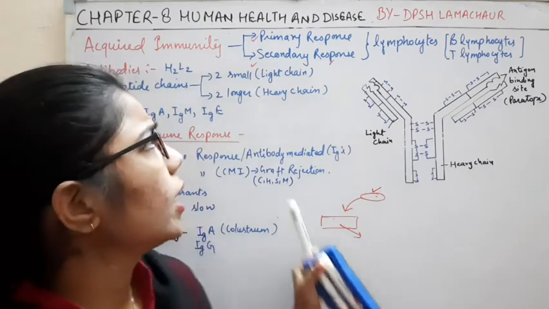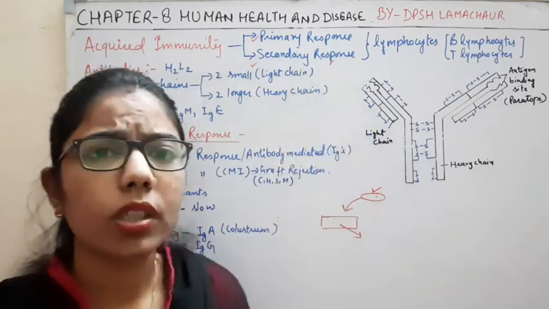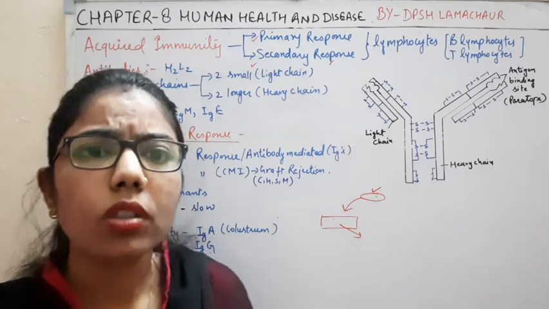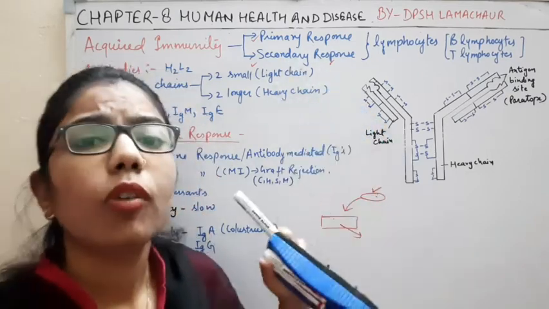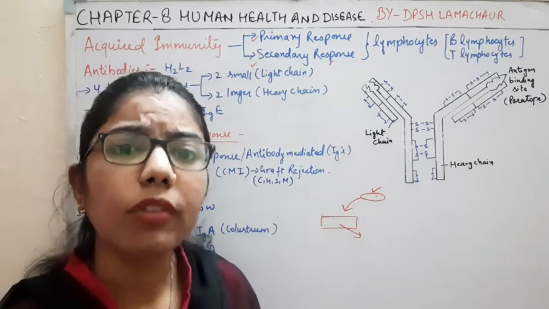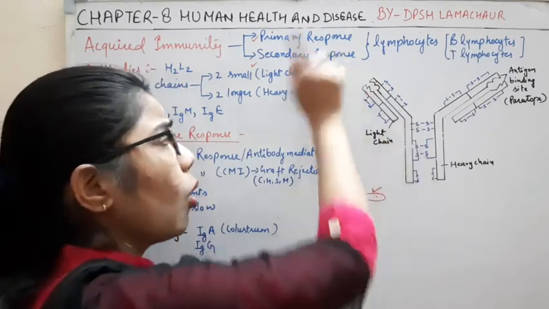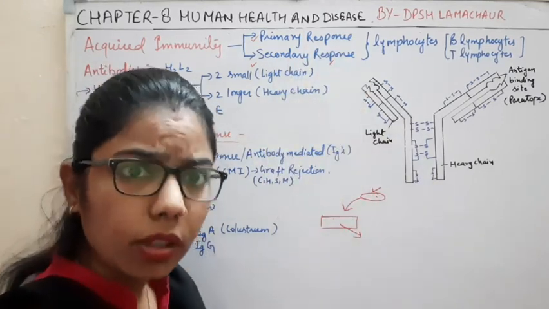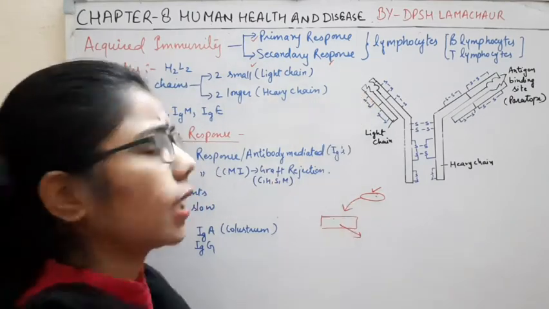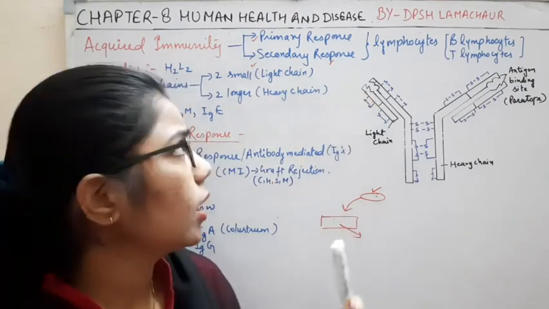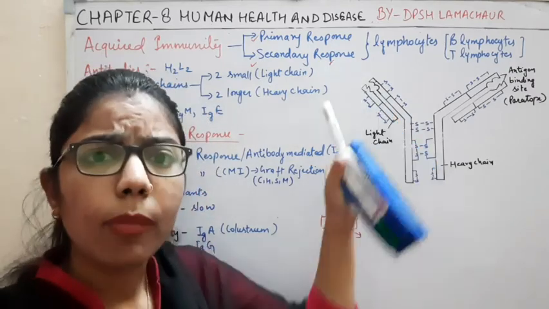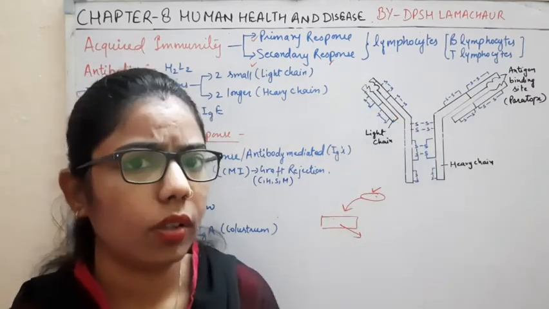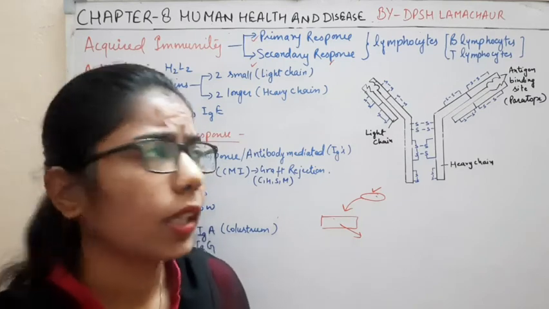So we can say that the primary response is somewhat slow, because the first time it encounters the body, the body will take time to respond to that particular pathogen. But the secondary response is somewhat fast. Why? Because now the body knows how it has to respond to that particular pathogen.